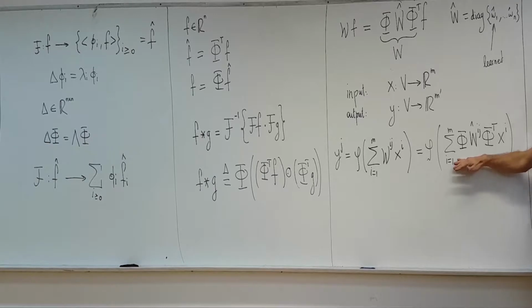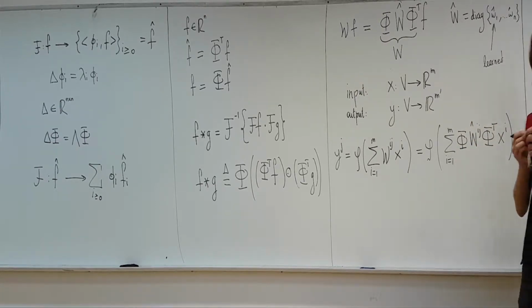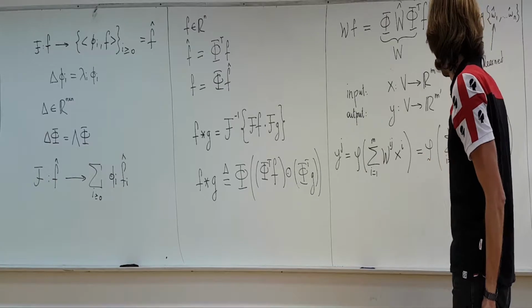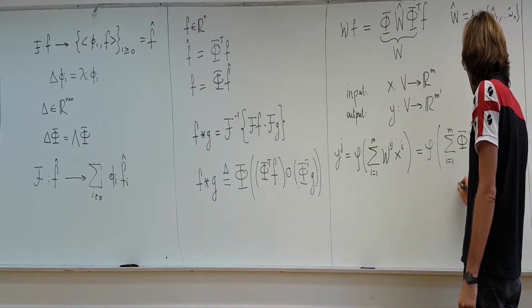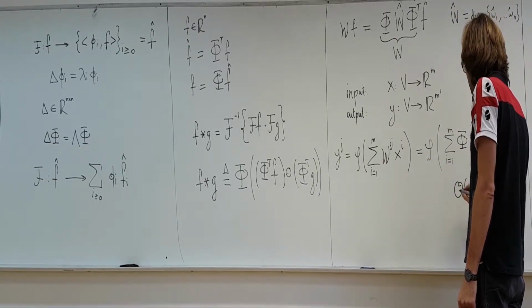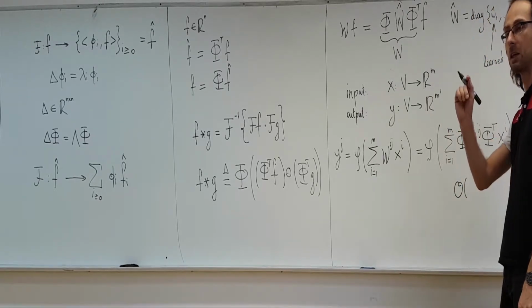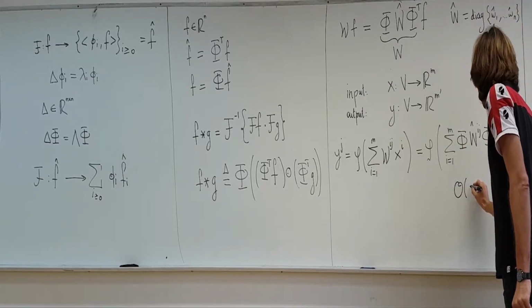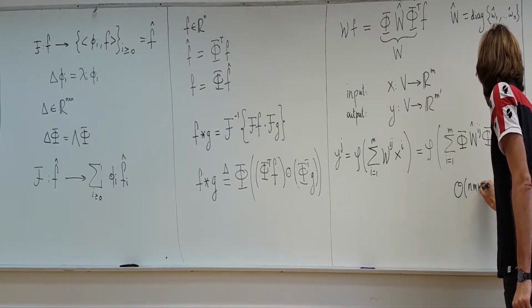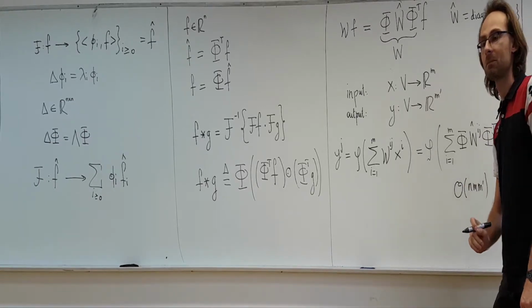Okay, so basically this is our basic ingredient. This is a convolutional layer. Of course, we stack a few of them and we get a CNN. So basically this is a spectral construction of a CNN. Now, pay attention to the complexity, or the number of parameters. Let's not talk about complexity yet, but the number of degrees of freedom that we have here is n times m times m prime, right?